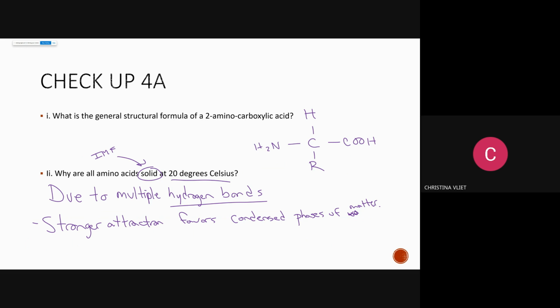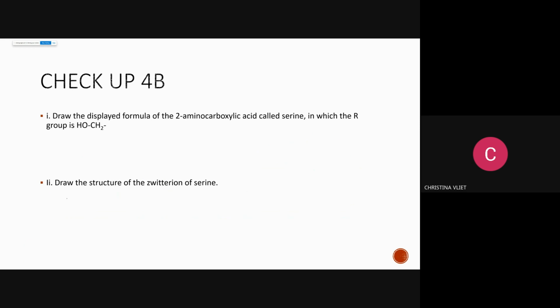All right, so on the next checkup, you're going to be given an amino acid. They said draw the displayed formula for the amino acid called serine, and the R group is this. So remember, 3 groups are the same, and the only thing that changes is the R group. So you would start by writing your C, your H2N, your H, your COOH, and what would you write at the bottom? The CH2OH, in that order, the alcohol at the end. It suggests here you're connecting to the CH2.